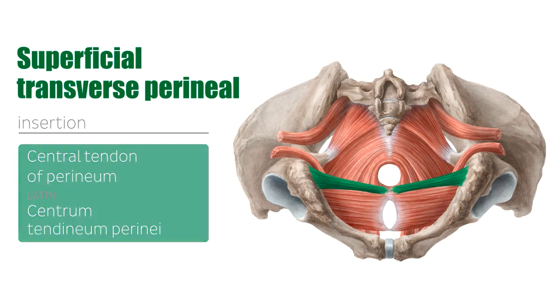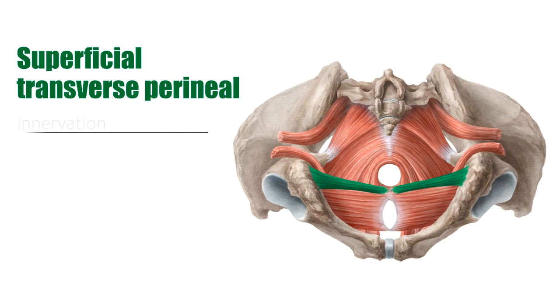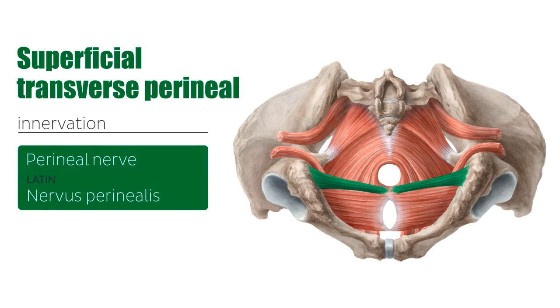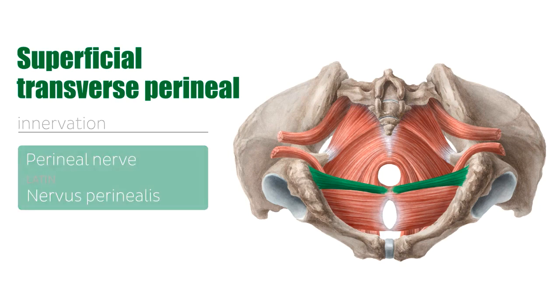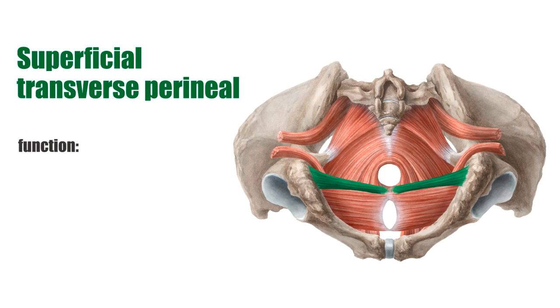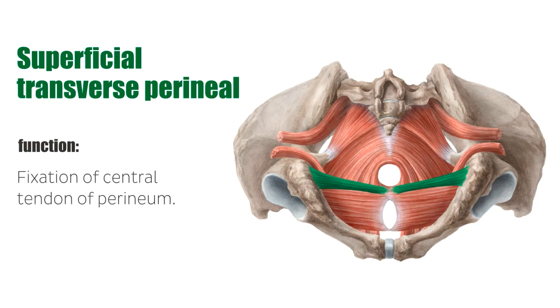Now the innervation of the superficial transverse perineal muscle is going to be the perineal nerve. This nerve is going to be responsible for innervating this muscle. And moving on to the different functions associated to this muscle, fixation of the central tendon of the perineum and also supporting of the pelvic floor are the two main functions associated to the superficial transverse perineal muscle.